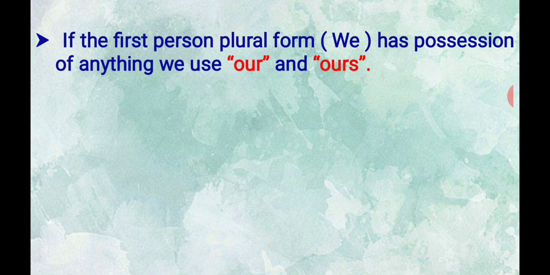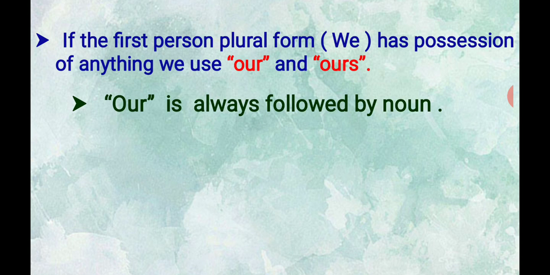Now we are moving on to the first person plural form possession. If the first person plural form, we, has possession of anything, we use our or ours. We use both words, our and ours. Now you have a question: where do we use our and where do we use ours? Do you know the difference? Let's see in which possibilities we use our and in which we use ours.